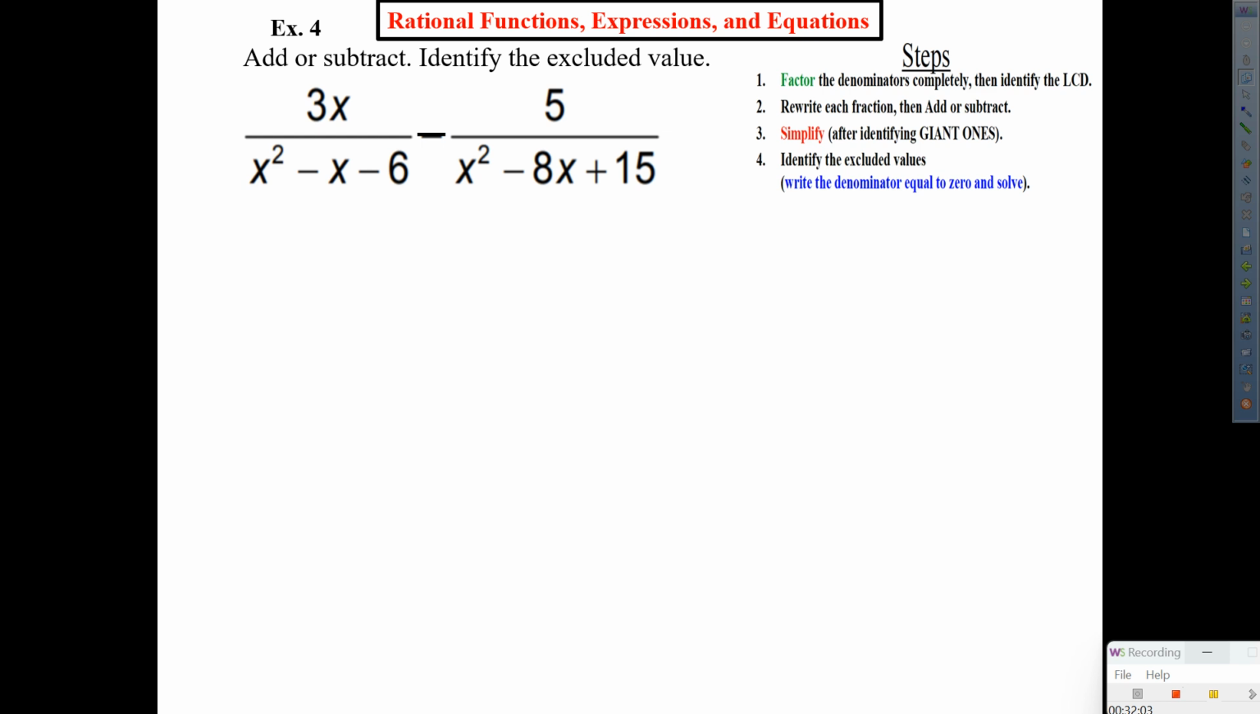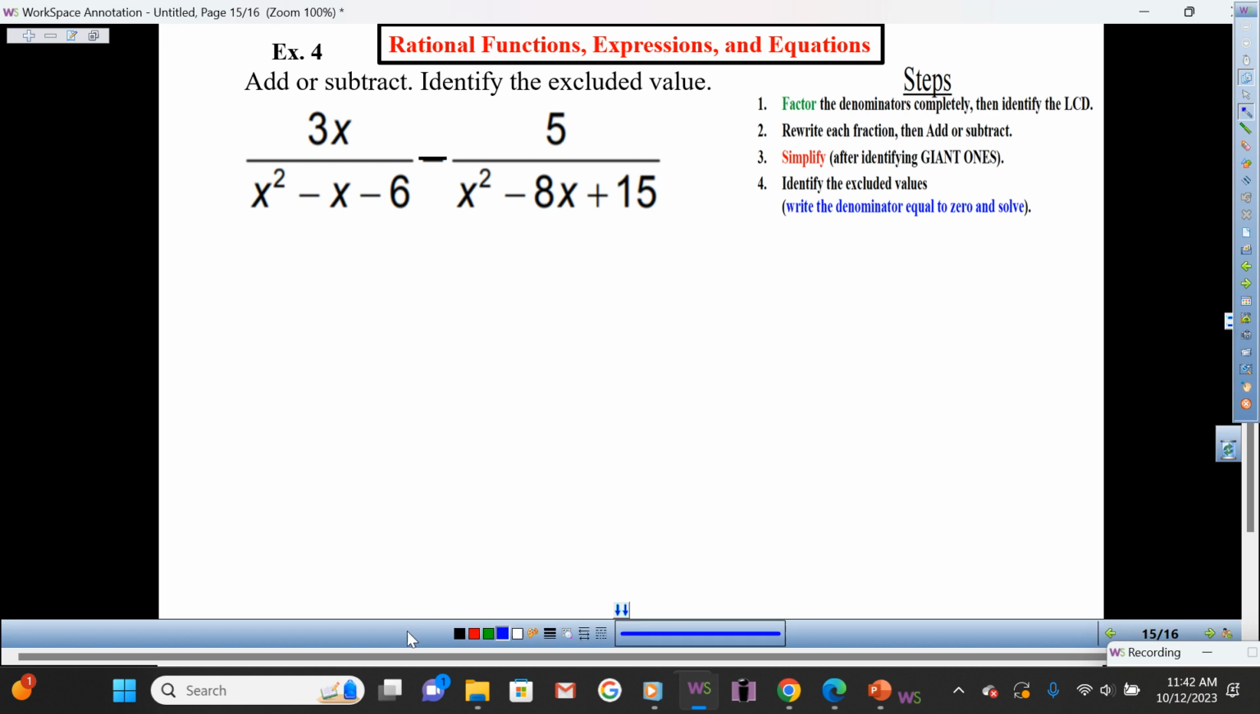All right, now that you copied it, tell your neighbor the very first thing you're going to do. What's the first thing you do? First thing to do. Yeah, factor the denominators. So, start with the first denominator. -6, -1. So, what two numbers multiply give me -6 that when you combine them give us -1? Tell your neighbor.